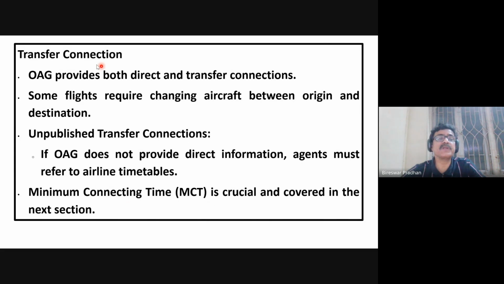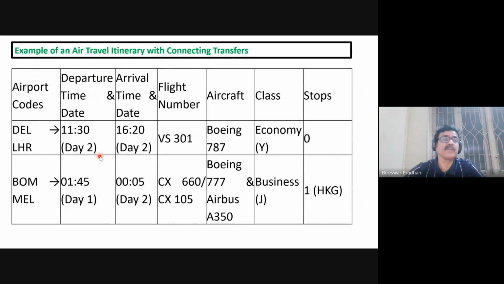So these are transfer connections. It is important from the point of view of the tourist, the traveler, the user, and also the passengers. Now, an example of air travel itineraries, with a connecting transfer itinerary, with the scheduled timings and the destination place.